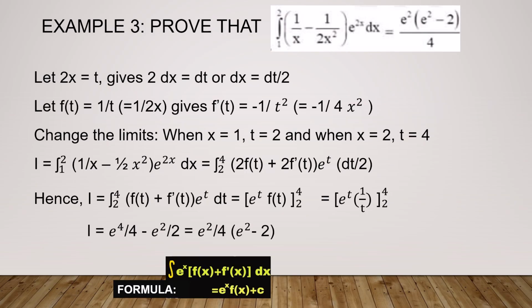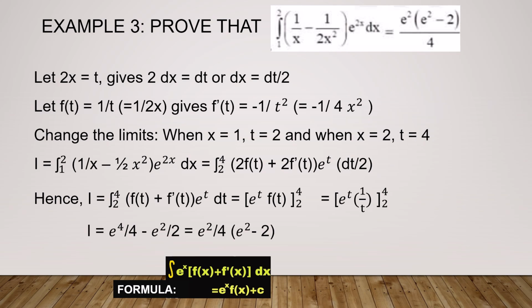Next example. Prove that the integral from 1 to 2 of (1/x − 1/(2x²)) e^(2x) dx is equal to e²(e² − 2)/4. Now, in integration we have seen a very important formula: the integral of e^x (f(x) + f'(x)) is simplified as e^x f(x). So now, instead of e^x, we have e^(2x).